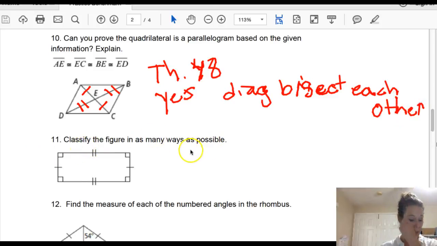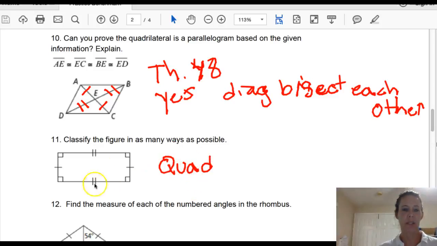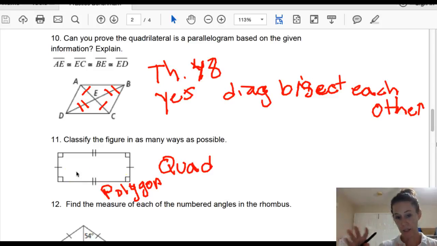Okay, let's go ahead to number 11. Classify the figures in as many ways as possible. Now, the basic figure here is a quadrilateral. It has 4 sides. Before that, you could even say it's a polygon. I won't mark you wrong if you don't start here, but you could say polygon on this one, because it has multiple sides and all the sides are touching. There's nothing left open, so it is a polygon. All right, it is a quadrilateral.